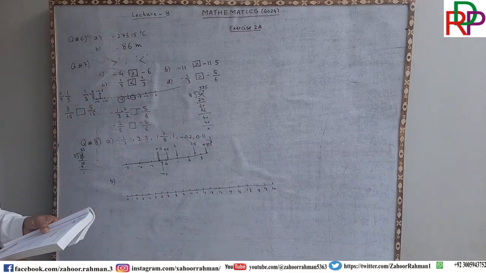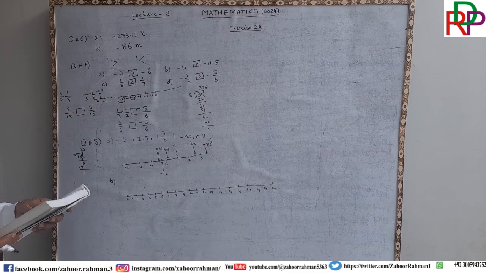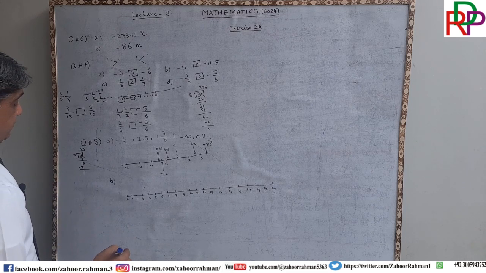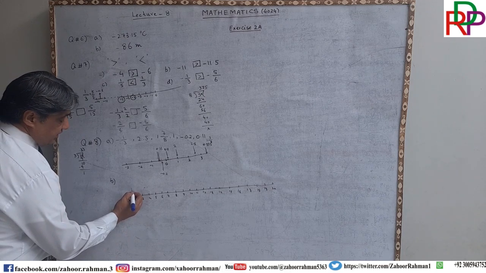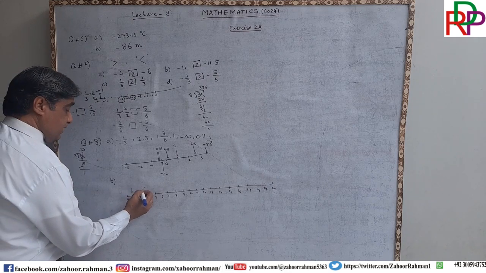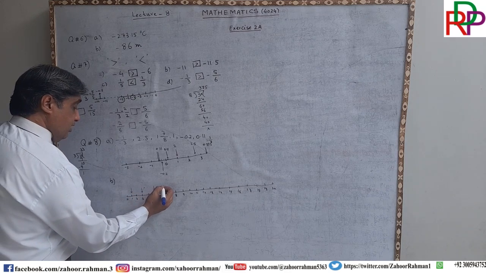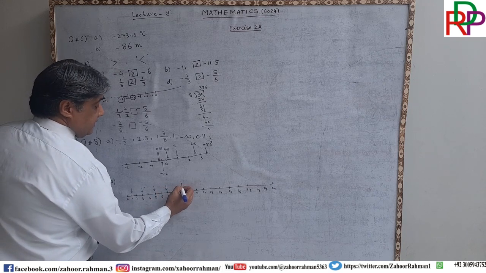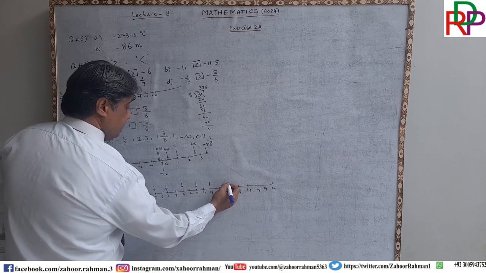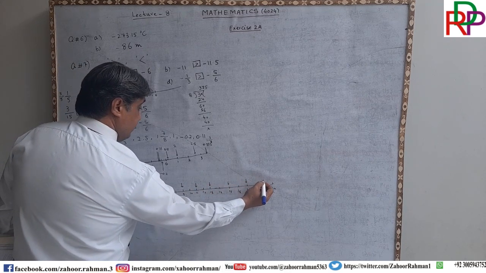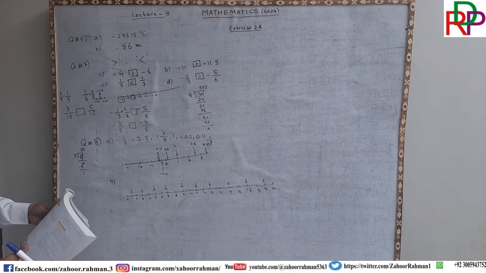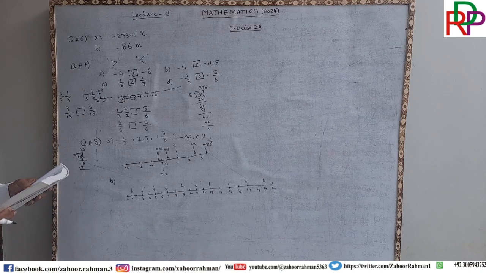Okay, the question is saying positive odd integers. First of all, we have to understand that this is an odd integer, positive, and this is also an odd integer, this is also an odd integer. Similarly, 9, 11, 13, 15, 17, and 19. These are the odd integers which are less than 20.